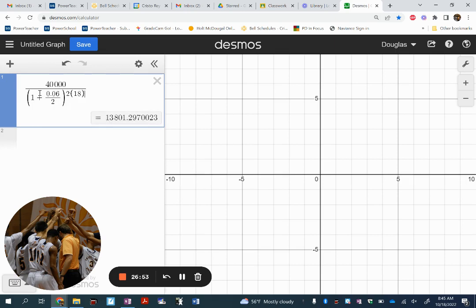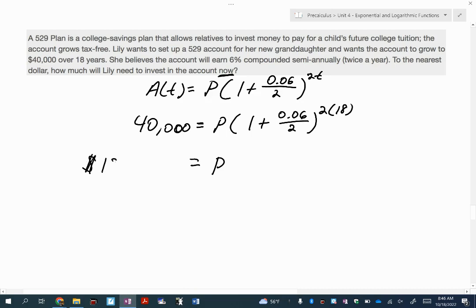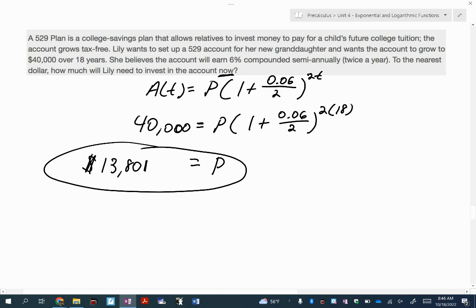So according to this model, Lily should go to her nearest bank, or go online, and deposit in this 529 account $13,801. Now, just from someone who does invest, no one's really investing $13,801. They'll probably invest $13,000, maybe $10,000, maybe $13,500. It's rare to pick that number. This is just an idea of what Lily would need to deposit now into a 529.